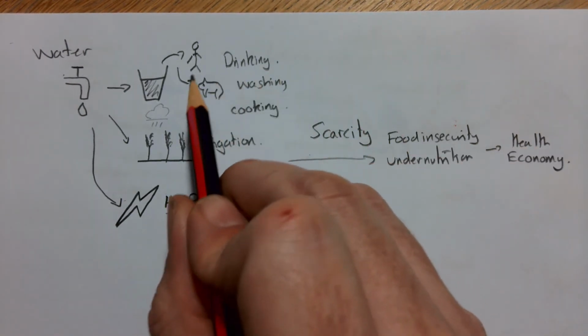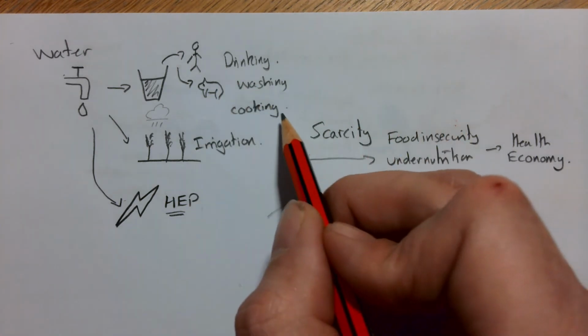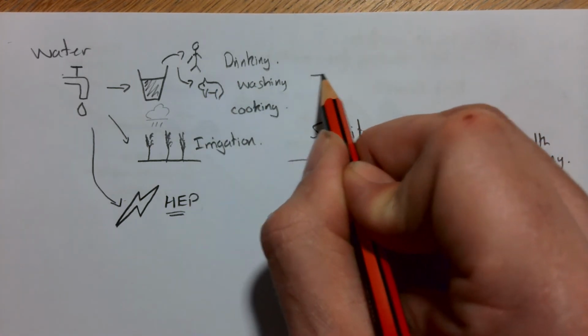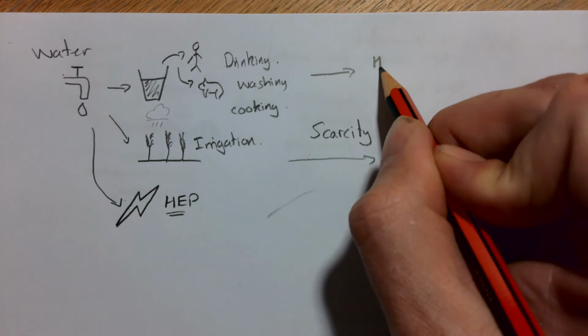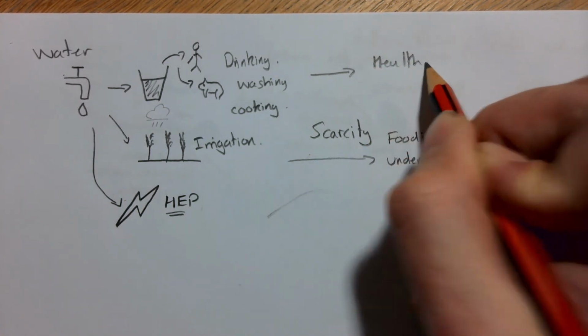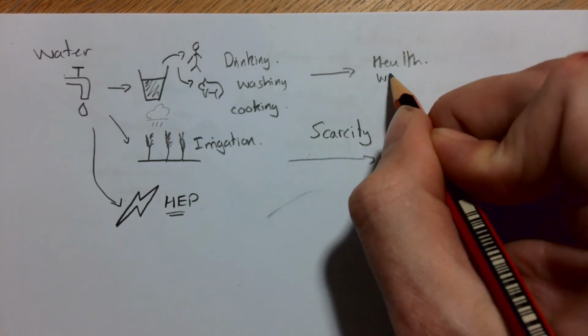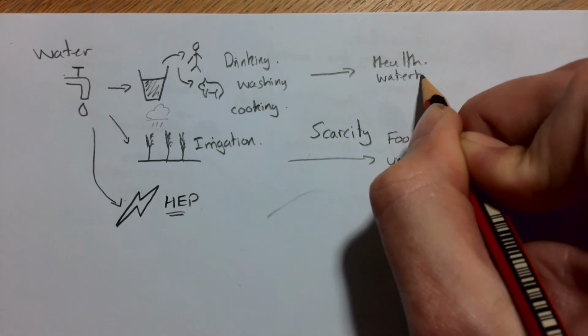Secondly, if we don't have enough to drink or water for cooking with, this can lead to issues for health, where we get contagious diseases or waterborne diseases.